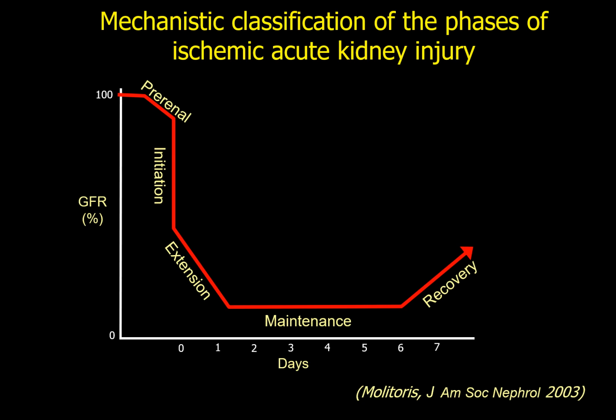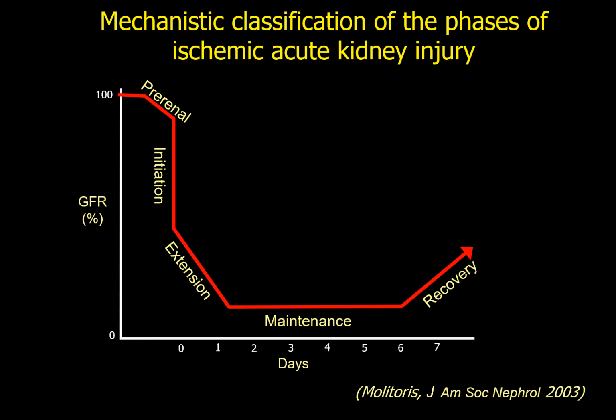Molitoris proposed a mechanistic classification that delineates four distinct phases in acute kidney injury. The first is the initiation phase. This is followed by the extension phase, then the maintenance phase, and lastly, the recovery phase. Patients at high risk for ischemic AKI include those with a reduced effective arterial volume resulting in prerenal azotemia. Numerous ischemic insults, whether alone or in synergistic combination with nephrotoxins, initiate epithelial and vascular cell injury, resulting in an extremely rapid decline in GFR, appropriately termed the initiation phase.